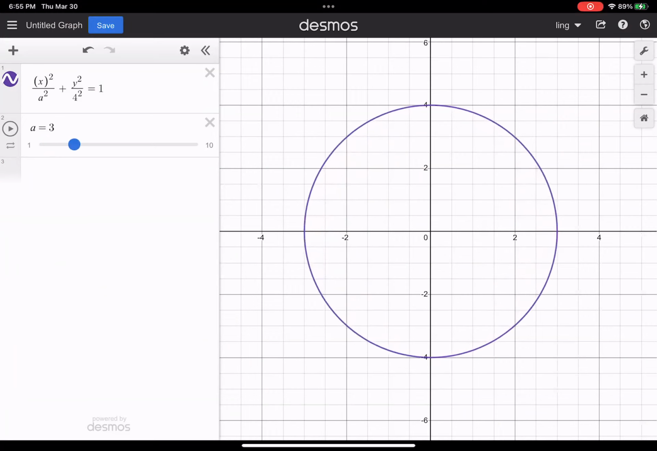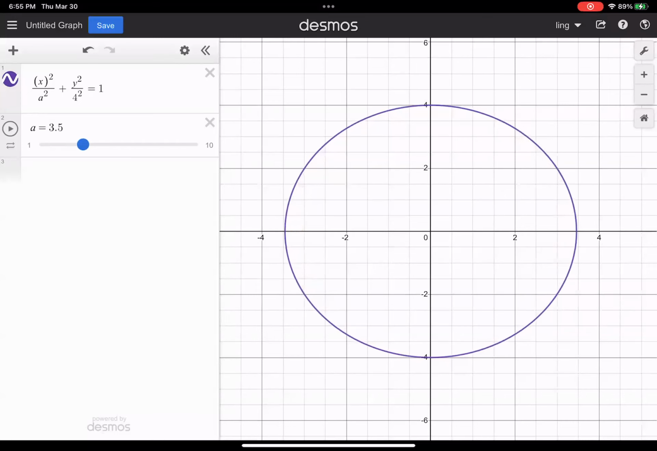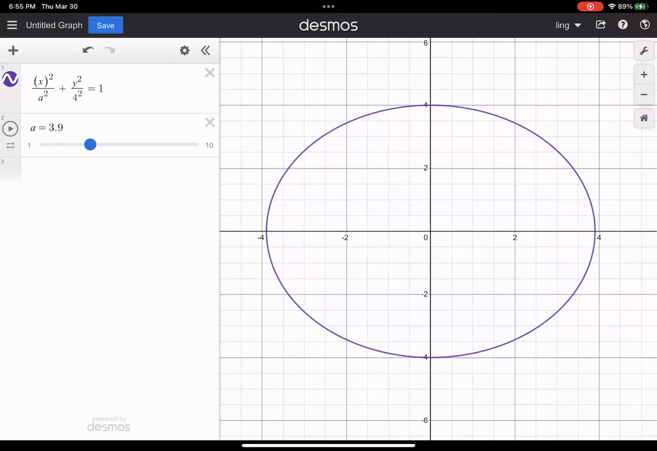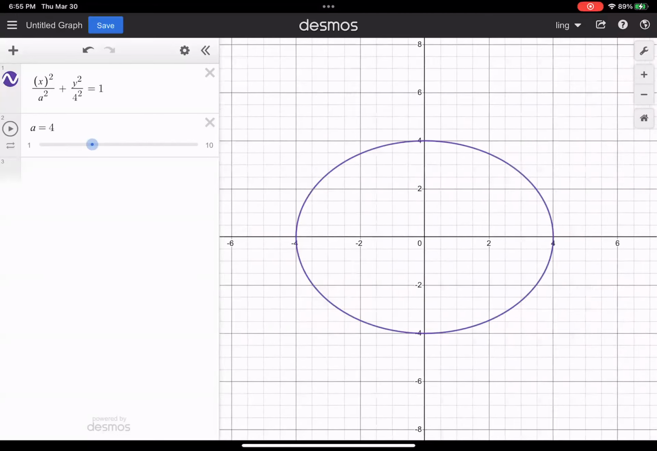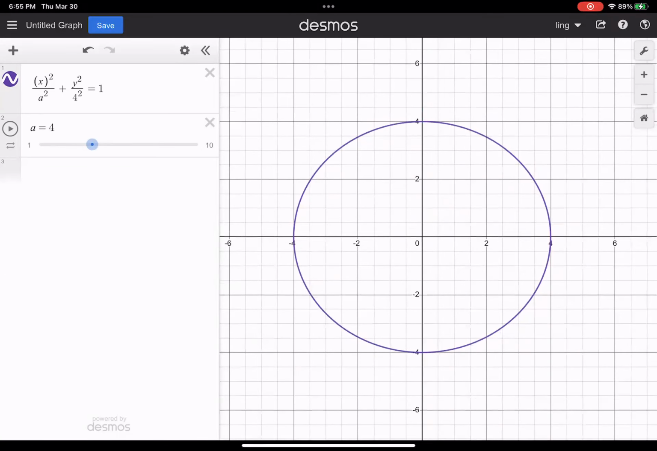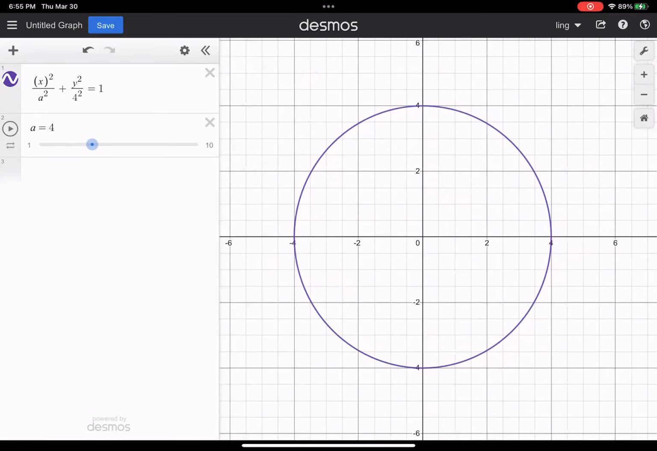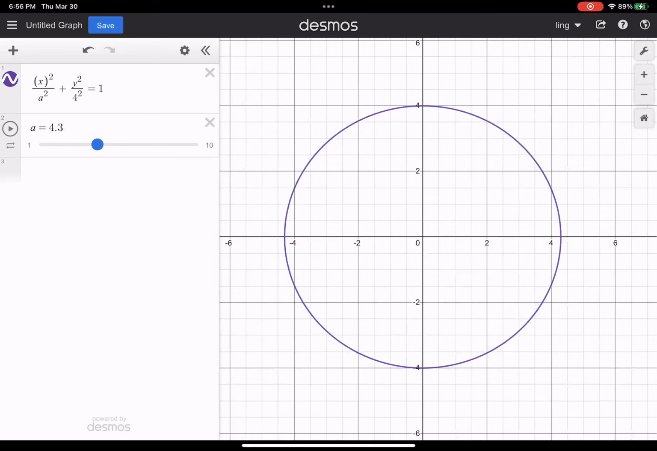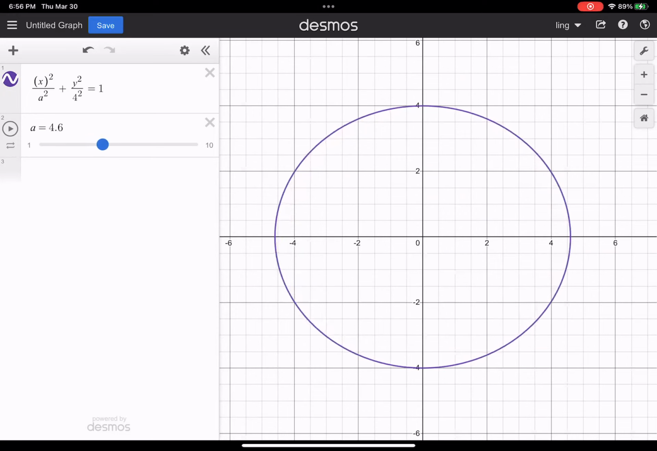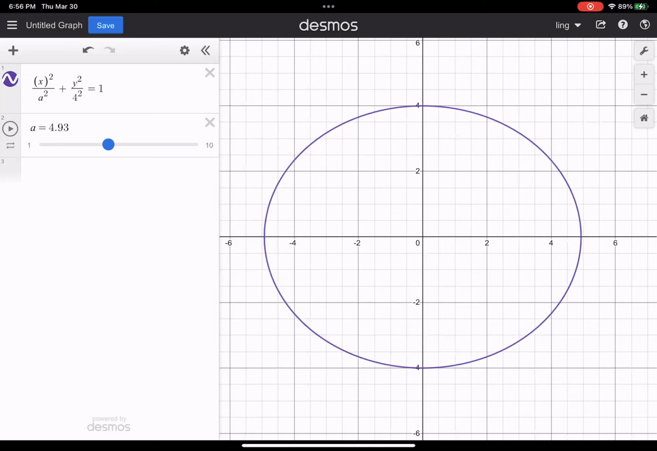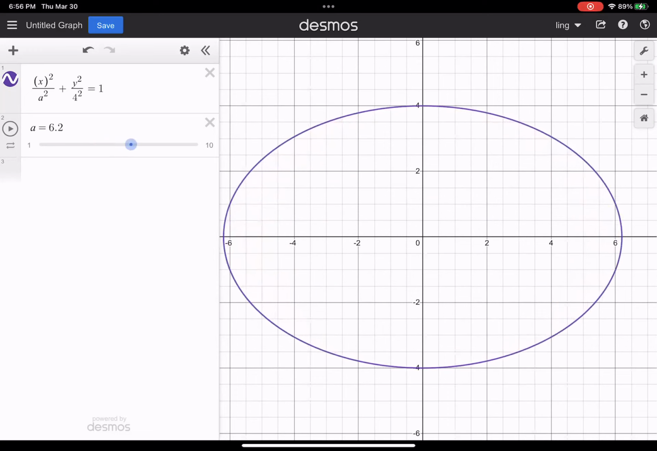When a is exactly equal to 4, this is a perfect circle. The graph doesn't show well because of the XY ratio, and when I adjust it, now this is a perfect circle. When my a is greater than 4, the denominator under the x squared is greater than the denominator under the y squared. That makes your ellipse's major direction come back to the x direction. So that's what's going on.